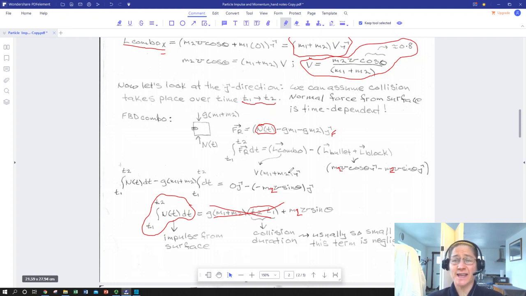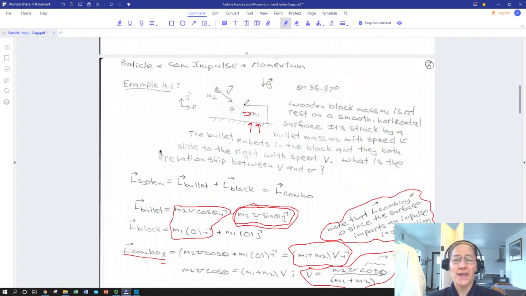So this is a good example of a case where we had a kind of hidden impulse being delivered that in a lot of cases we would have ignored and just said, well, the combo has no linear momentum in the y because it keeps going straight. Well, it's going straight and has no linear momentum in the y direction because a force impulse counteracted what we had going in.